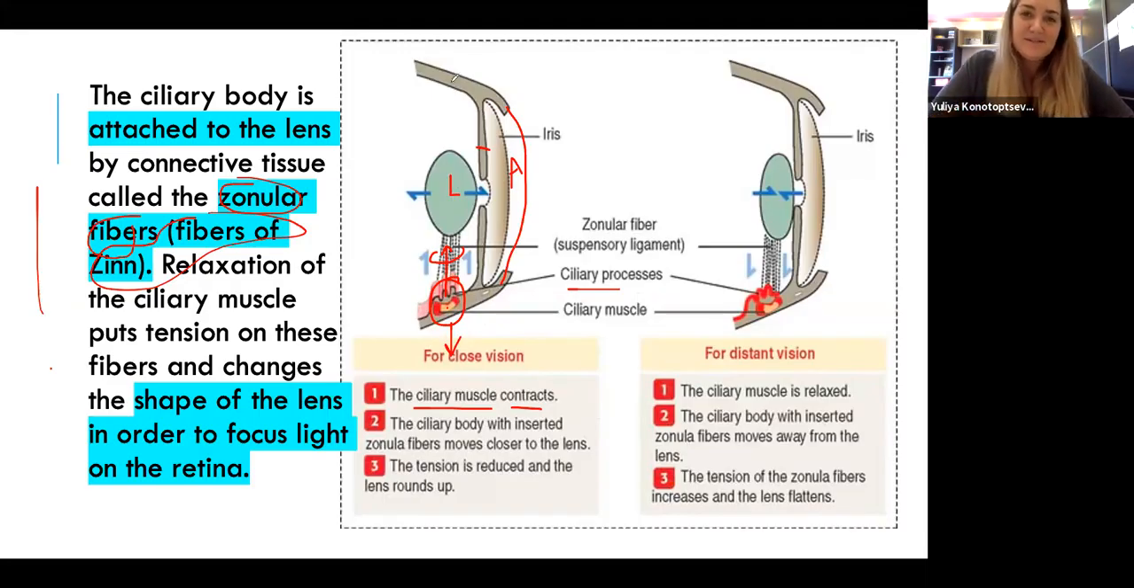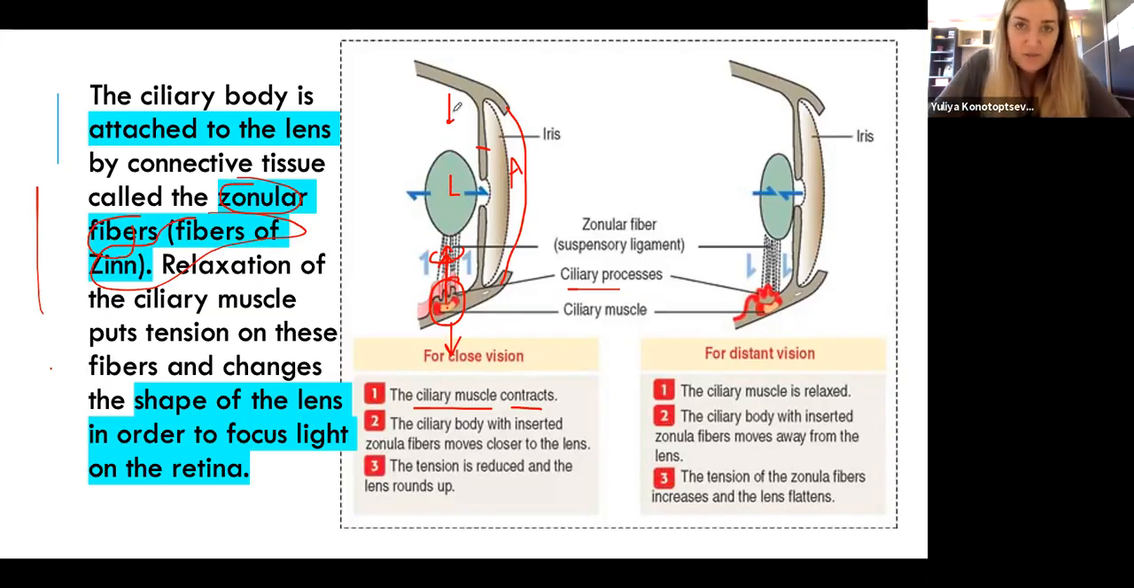The problem is that it contracts, okay? So it comes a bit closer. When this muscle contracts, it comes a bit closer to the lens from two sides. Imagine it's a ring, and this ring is contracting. So does it come closer to the lens or away? Definitely closer, because it is a ring-like structure. This ring is contracting, right? So it's coming closer to the lens.